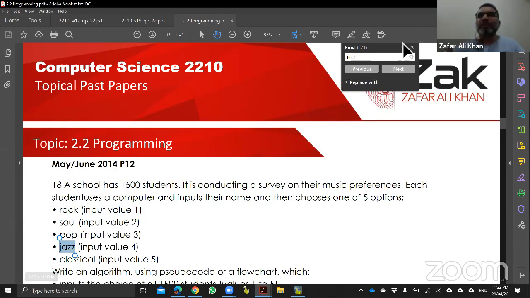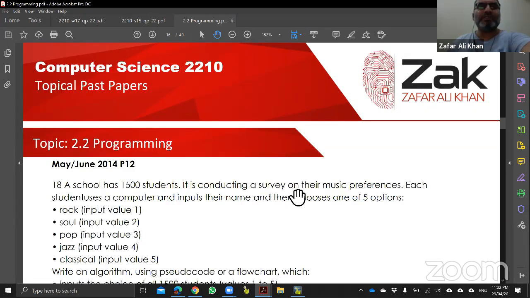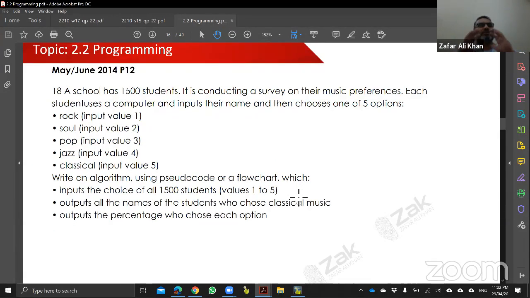This is a question from May, June 2014, P12. It says that a school has 1500 students. So this 1500 makes it format 1, simple, count based. All right. So a school has 1500 students. It is conducting a survey on their music preferences. So all 1500 students are being judged for their preferences in music. Each student has a computer and inputs their name and then chooses one of the 5 options.